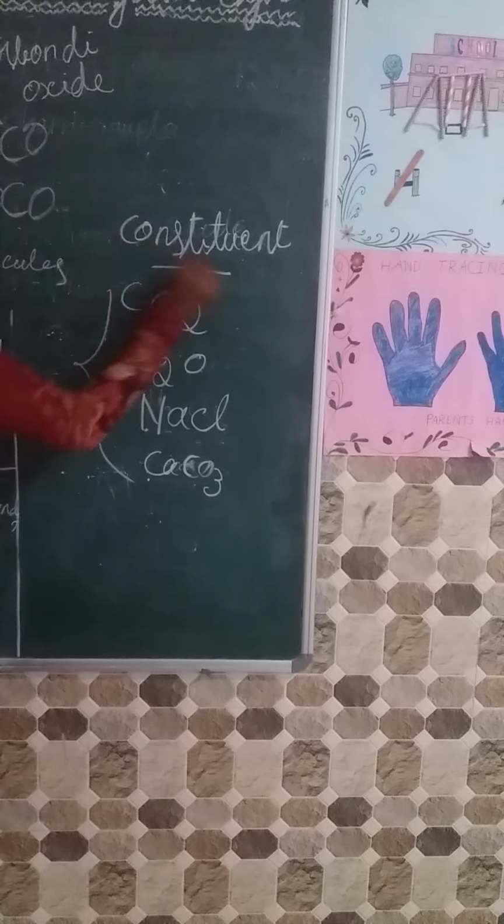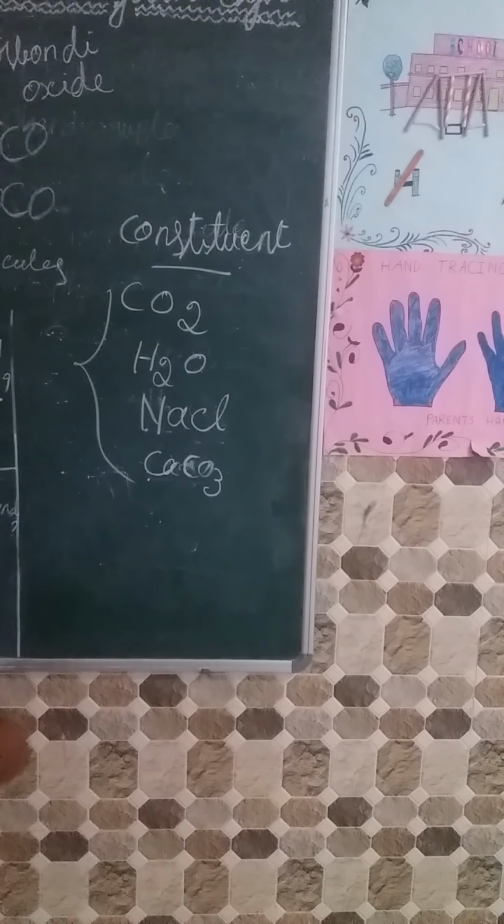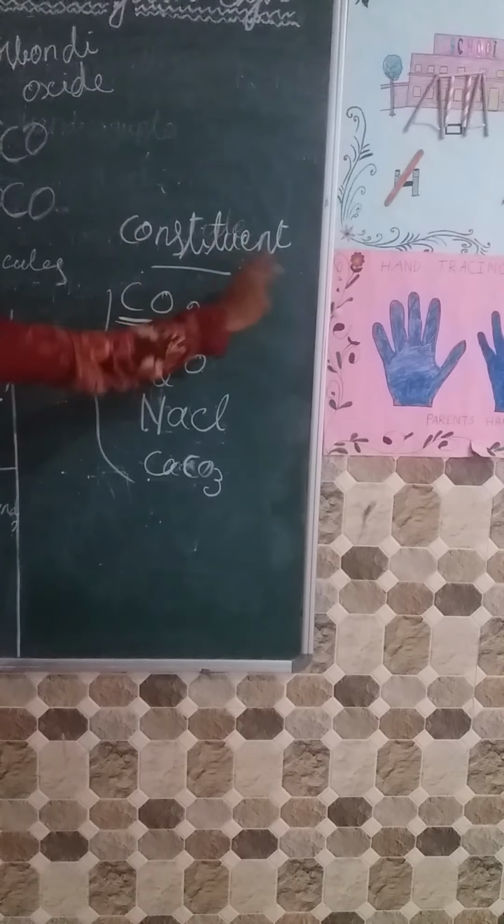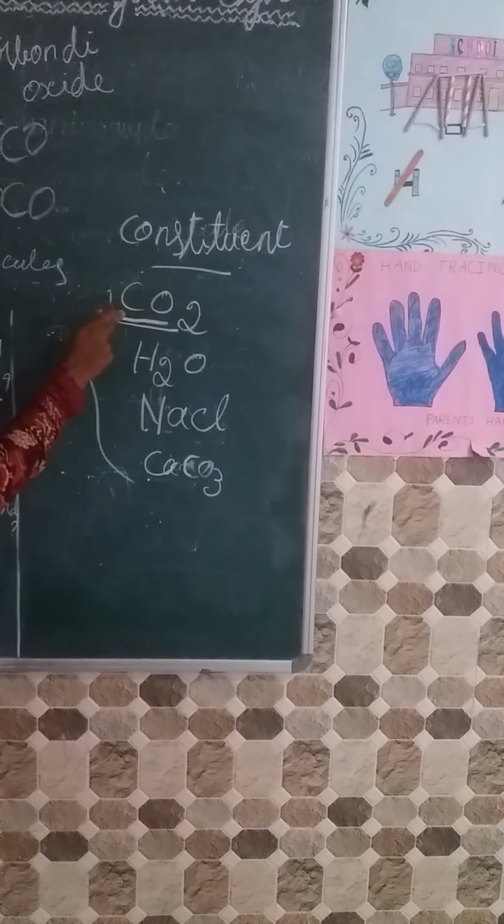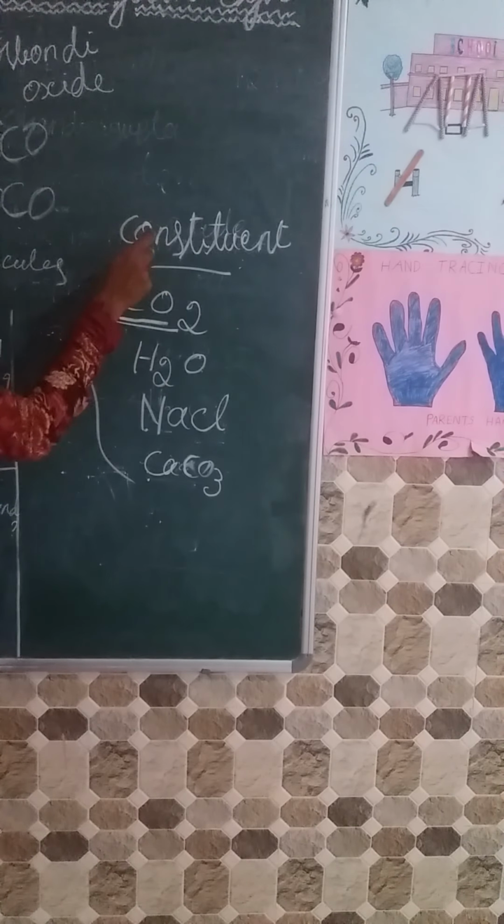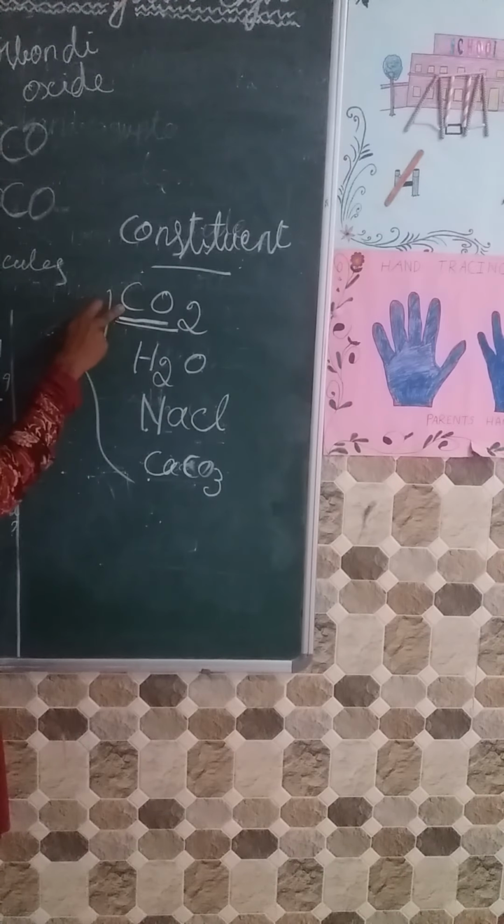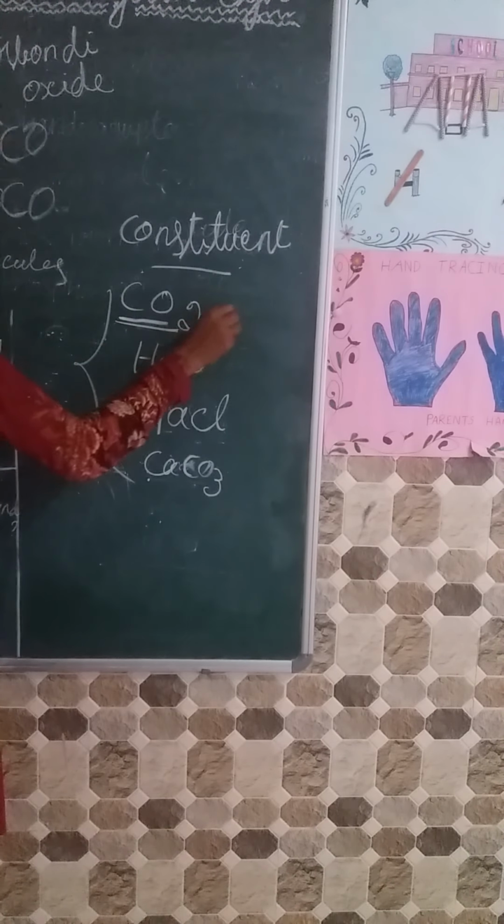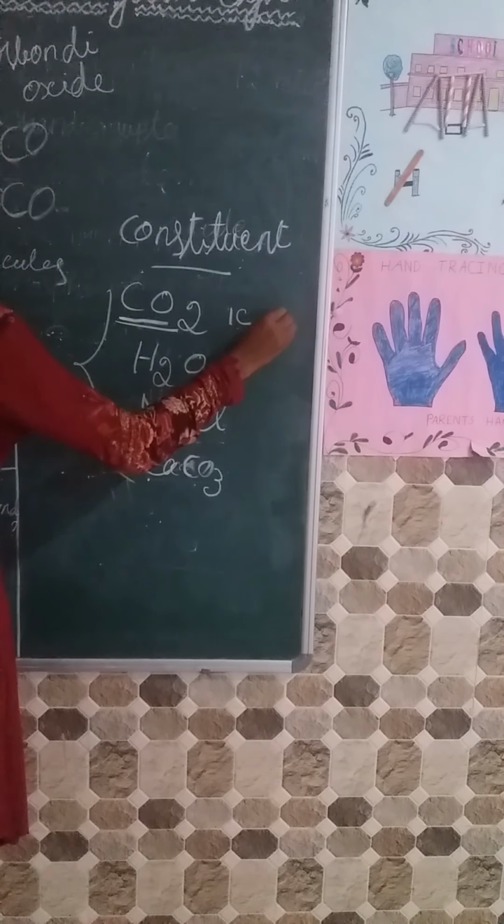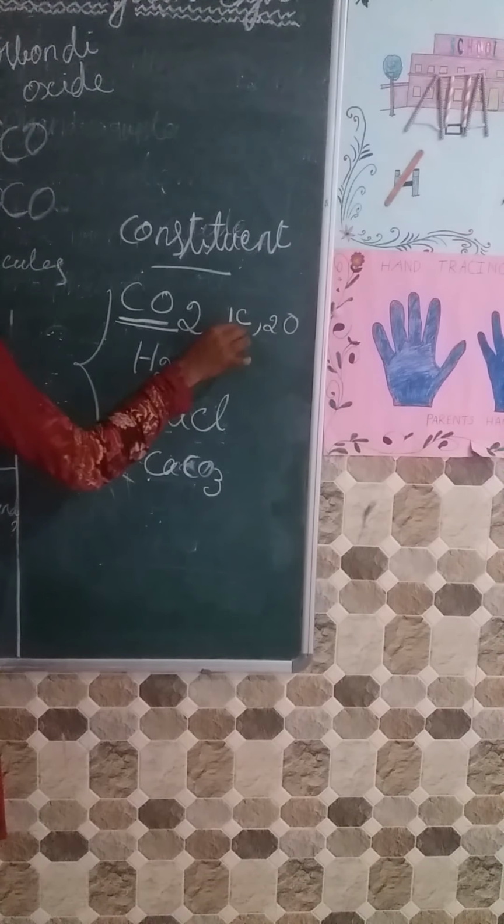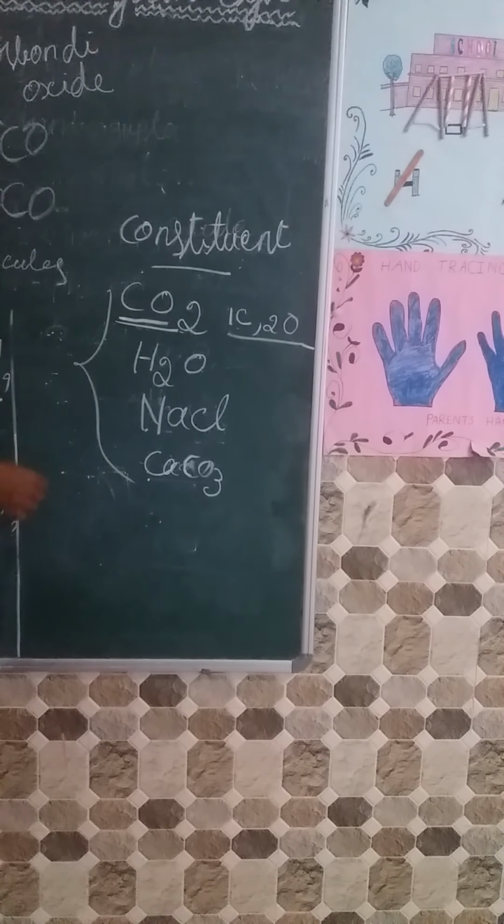You have to find the constituent. So what is the constituent? Constituent of element. What are the elements? The ratio, the number of the elements present in this compound, that is the constituent. How many elements are present in this compound? That number is called the constituent. For example, here one carbon and two oxygen. This is the constituent of carbon dioxide.